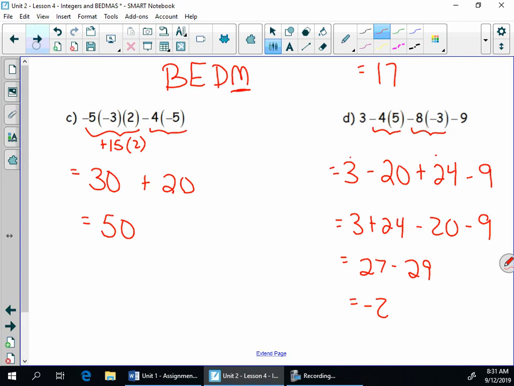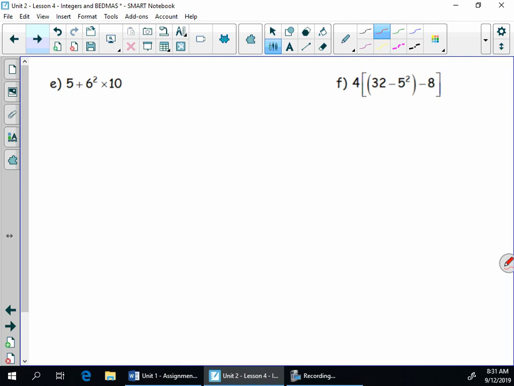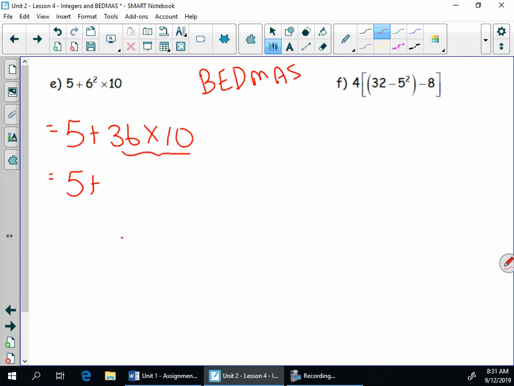I'm going to try a couple more. See what you can do with these two. I think those are the last two. Yep. Okay. BEDMAS. B-E-D-M-A-S. Brackets. No. Exponents. Yes. 6 squared. 6 times 6 makes 36. Everything else stays the same. Division. No. Multiplication. Yes. All right, there's my multiplying. 36 times 10 is 360. And I can add those together. And this time, I had no integers to worry about. It was all positives.